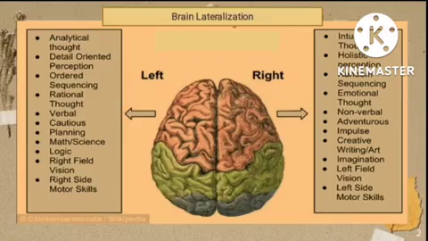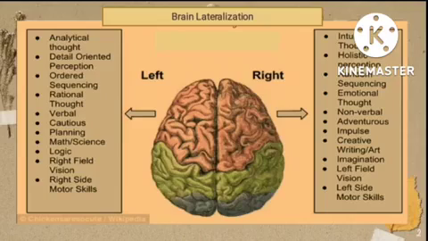Interestingly, when it comes to movements, each side of the body is controlled by the opposite side of the brain. So the right hemisphere operates the left side of the body and the left hemisphere operates the right side. If, like most people, you're right handed, it's because your left brain is dominant in that area.